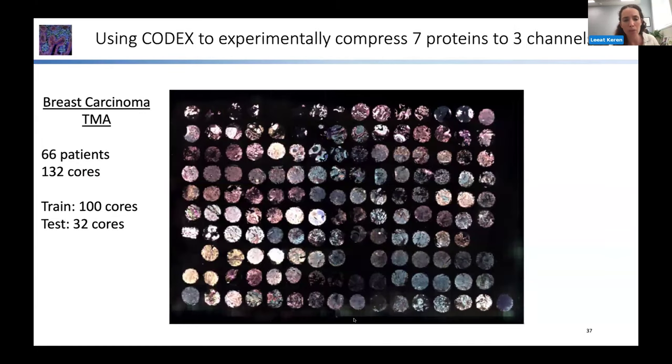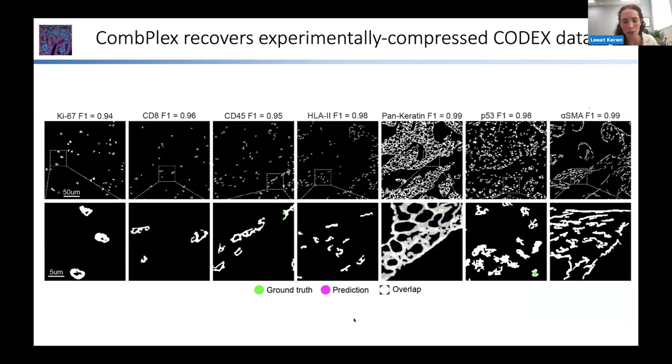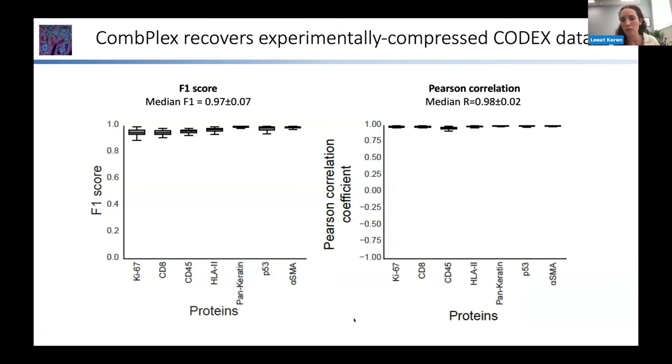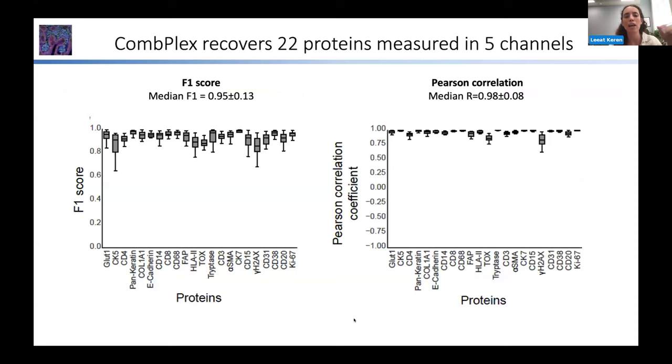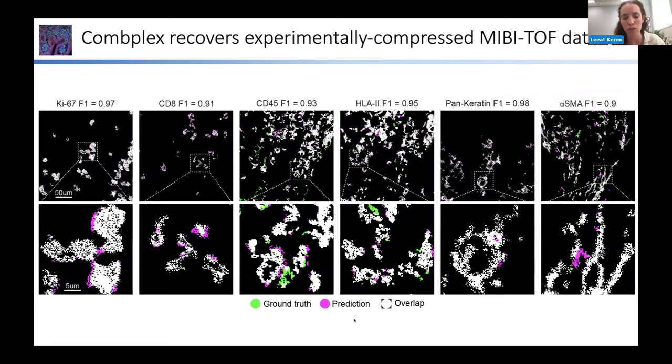Now we took a breast carcinoma TMA and we stained it. We used some of the cores for training and the others for testing. We applied COMPLEX. And here again, this is now experimentally. You can see that it does really very nicely with very, very high F1 scores and a very high Pearson correlation. We've then extended it. So I've shown you a compression of 7 proteins to 3 channels. We wanted to go further. So we also did the same as in our in silico experiment. We took 22 proteins and measured them in 5 channels. And again, here you can see an example of one such image, and you can see really how nicely it works. And again, with very, very high F1 scores, high Pearson correlations.